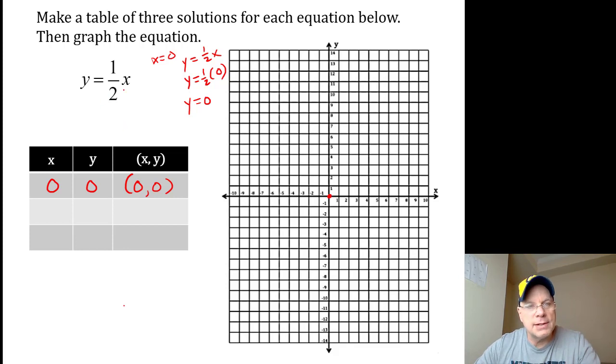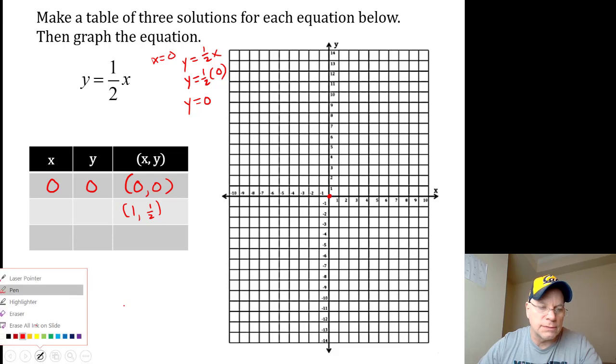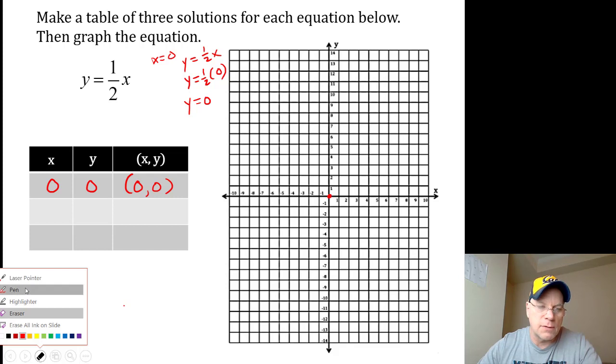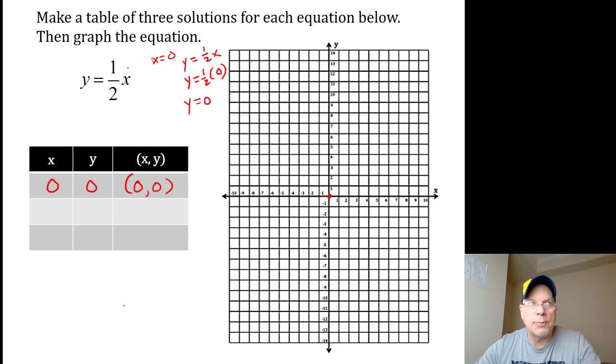Now, for another easy input, it isn't always necessarily just grabbing +1, because if I want a whole number value for my output, and you don't have to have a whole number value, I could choose 1 for x, and 1/2 times 1 is 1/2, right? And so I would have 1, 1/2. But if we want whole number values for our ordered pairs, we can just choose our inputs in clever ways to make sure that our output is a whole number value.